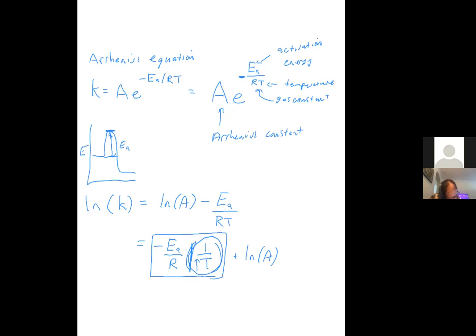But that affects the ln of k in a way that's not intuitive. What happens is, if I make this thing smaller, that's going to affect k in such a way that it actually gets bigger. Kind of funny, right? And it has to do with this negative here, and it has to do with the nature of natural logs and how they relate to negatives.